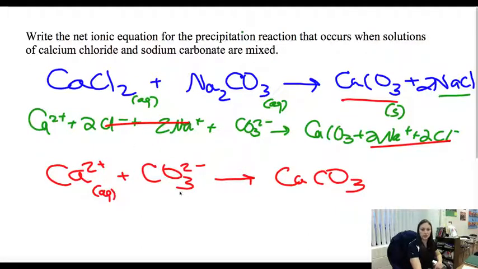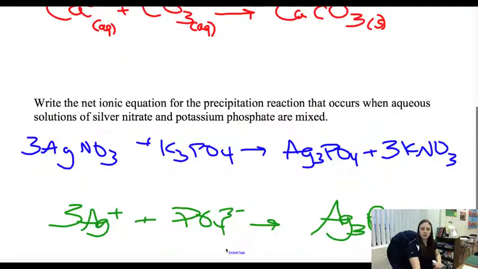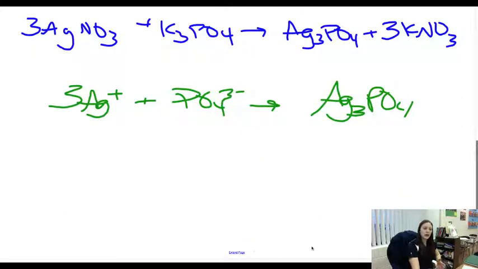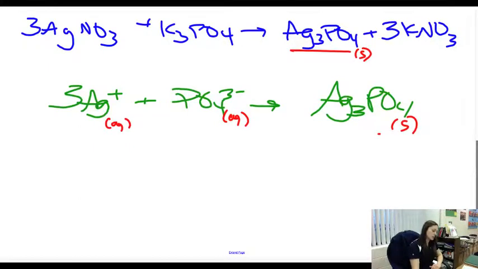Like I said, you can put the AQ in here if it tells you to. On your AP exam you will not have to. I will often ask you to, though, to put your actual states of matter there. Silver nitrate and potassium phosphate. And again, I kind of skipped the middle one. As soon as you know what the precipitate is, which I know is this Ag3PO4, because K and NO3 are always soluble, then I know that what's going to go into my reaction is going to be the 3Ag+ and the PO4 3-. And again, with your states of matter, unless they ask you to put them there.